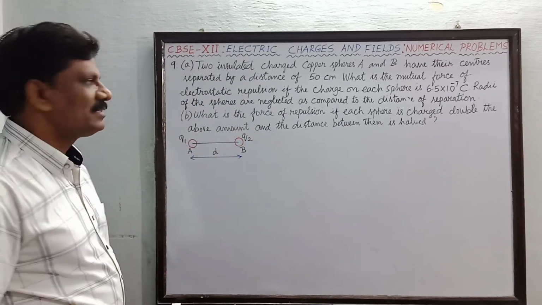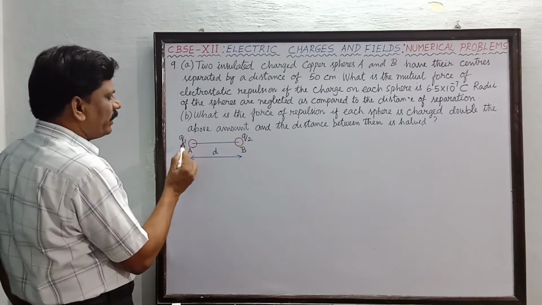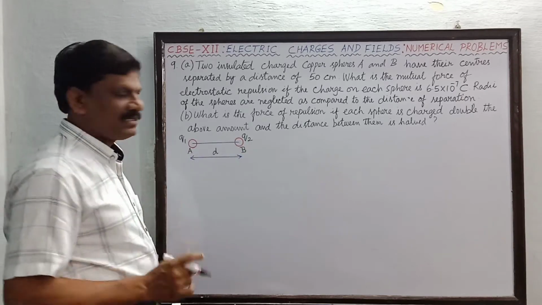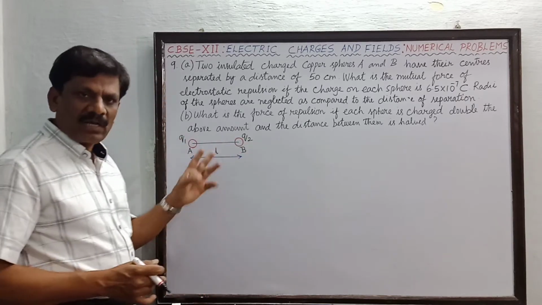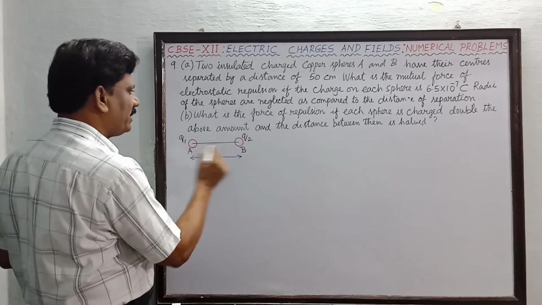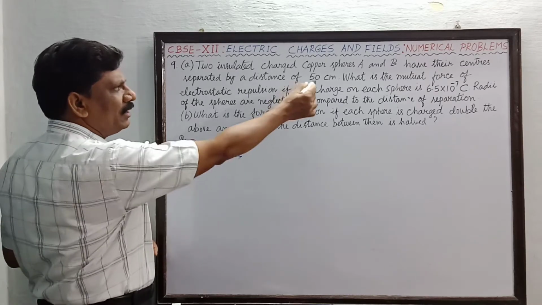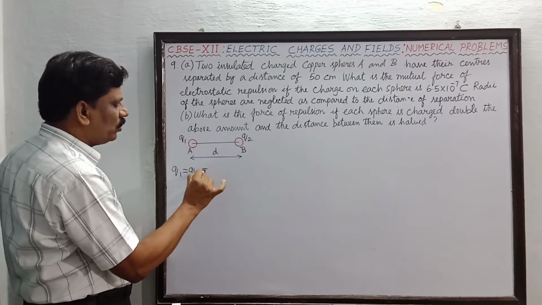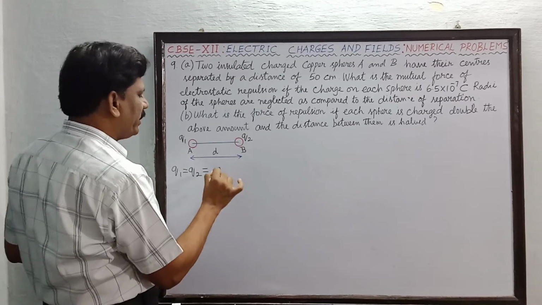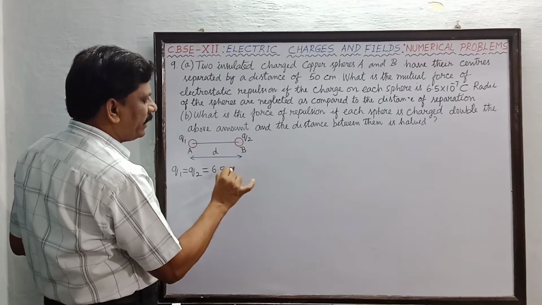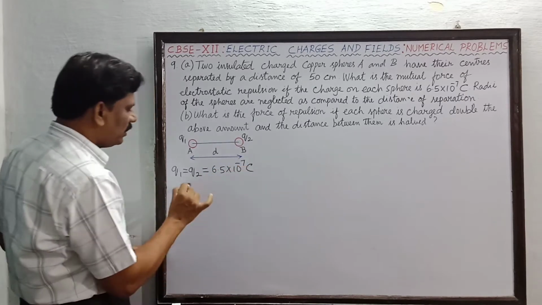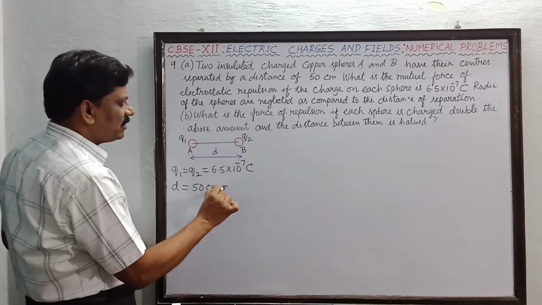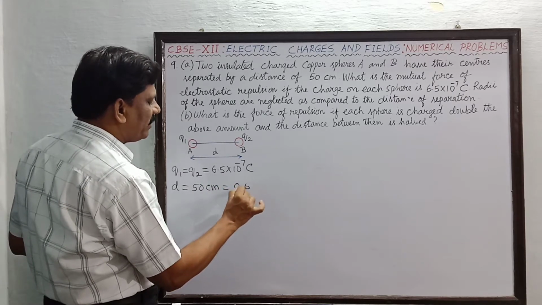First we will solve this. Now you can see Q1 and Q2 are the charges which are distributed on two insulated copper spheres. They are separated by distance D equal to 50 centimeter. So Q1 is equal to Q2, which is equal to 6.5 into 10 to the power of minus 7 coulomb, and the distance of separation is 50 centimeter, that is equal to 0.5 meter.